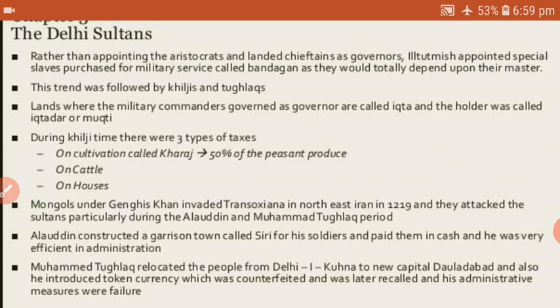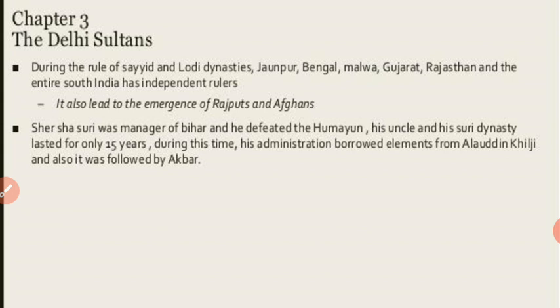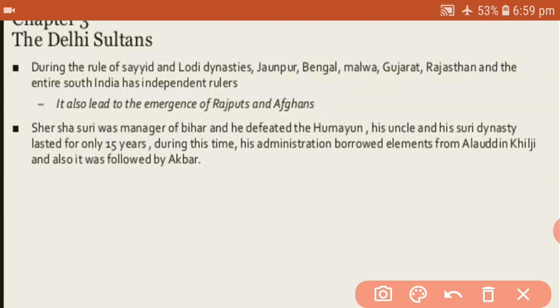The extra information, which is not in the book, comes with the last and most important part. During the rule of the Sayyid and Lodi dynasties, Jaunpur, Bengal, Malwa, Gujarat, Rajasthan and the entire South India now had independent rulers. So there were a number of different states in India that now had their own independent rulers, and it also led to the emergence of Rajputs and Afghans, and because of this the new rulers and new dynasties came into power.